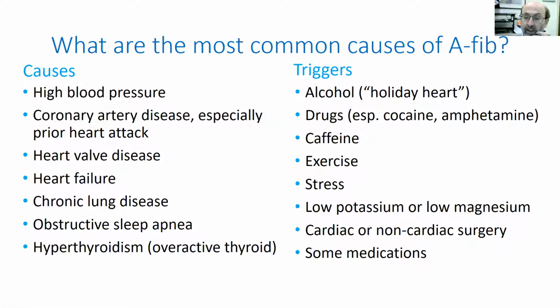In addition, in predisposed individuals, there are certain triggers that might bring on an episode of atrial fibrillation. One is alcohol, so-called holiday heart. So this is somebody who doesn't drink much normally, but then has quite a bit to drink on, let's say, New Year's Eve or some other holiday, and that can bring on an episode of atrial fibrillation. Various drugs, particularly cocaine, amphetamines, other stimulants, caffeine. Sometimes exercise can bring it on, sometimes stress. Low potassium or low magnesium in the blood.